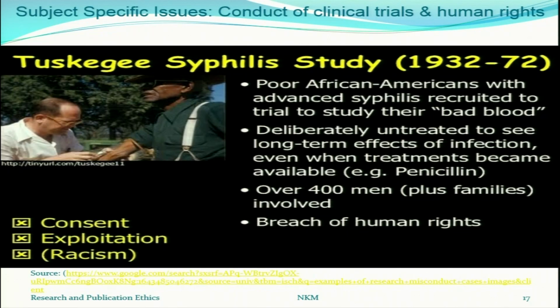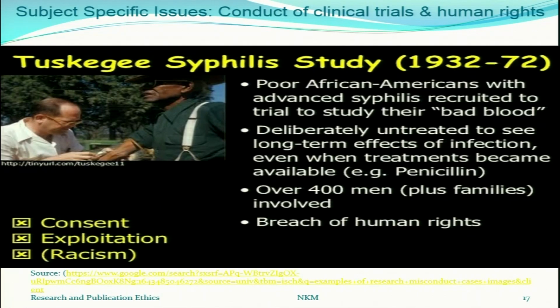So let's take our third case study, the Tuskegee syphilis study, a very long experimentation on human subjects. It started in 1932 and went on to 1972. It was tested on poor African Americans with advanced syphilis. They were recruited to the trial to study their so-called bad blood. So what happened that was ethically wrong?